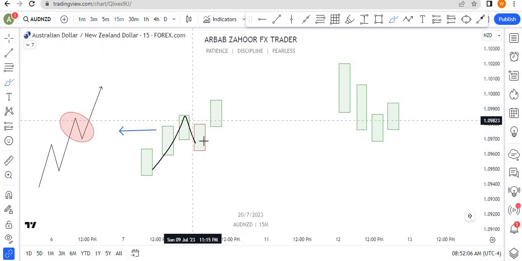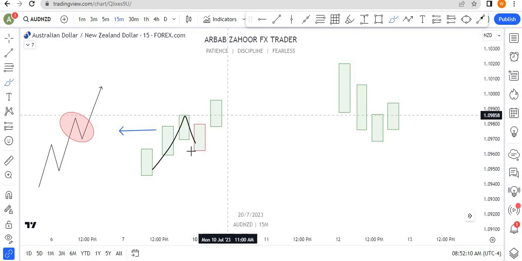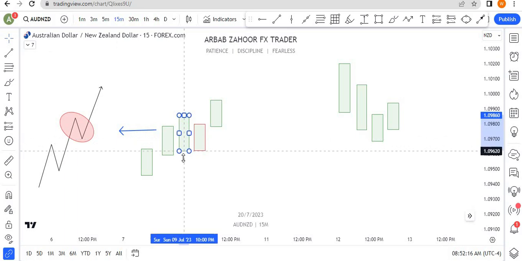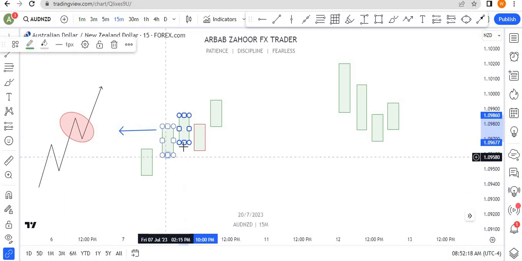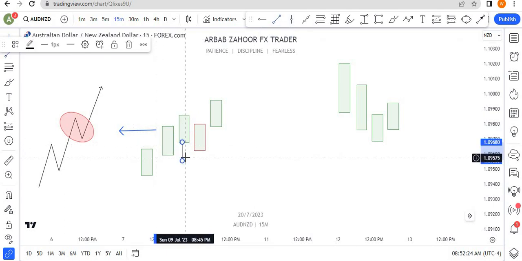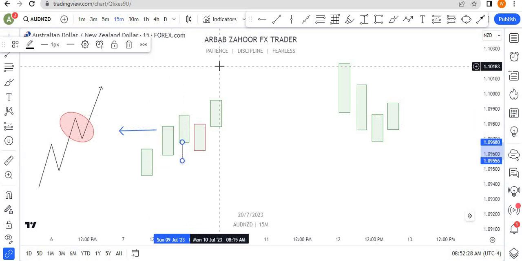Sometimes you will see 2-3 candles and then it goes upside, but sometimes you will see only one candle. And sometimes what happens, these are green candles and the next takes out the previous candle with a small wick like this. This is also a valid pullback. Remember the point, like this, and then the price goes upside.